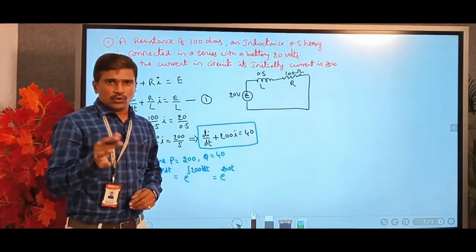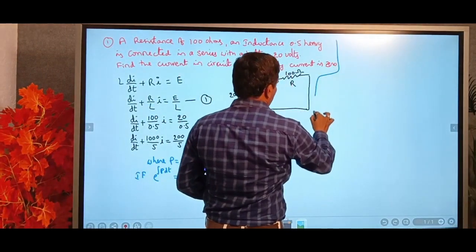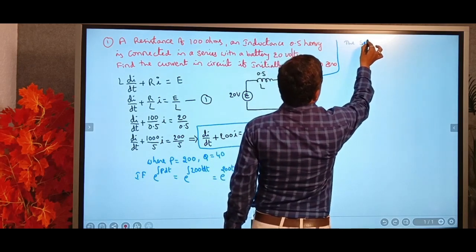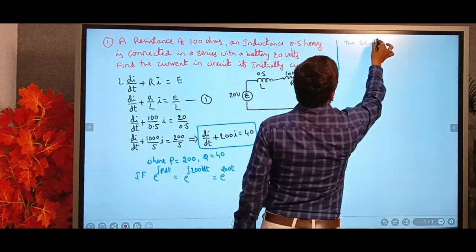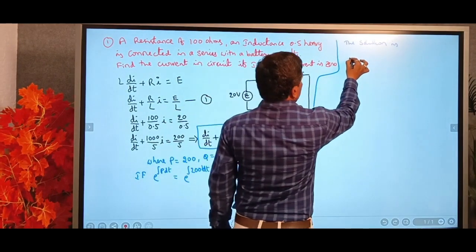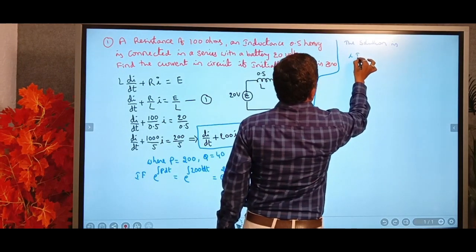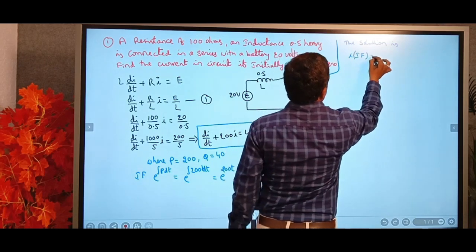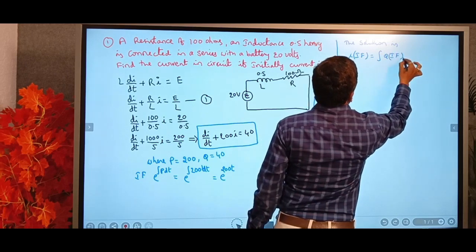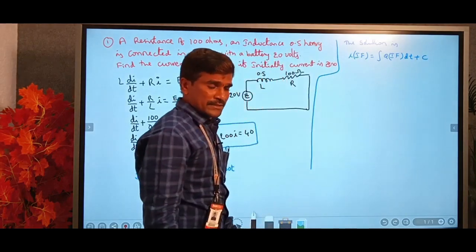Now write the solution for a linear equation. So what is the solution for a linear equation? Here the solution for the linear equation in I is I into IF is equal to integral Q into IF dt plus C. Now substitute the integrating factor.